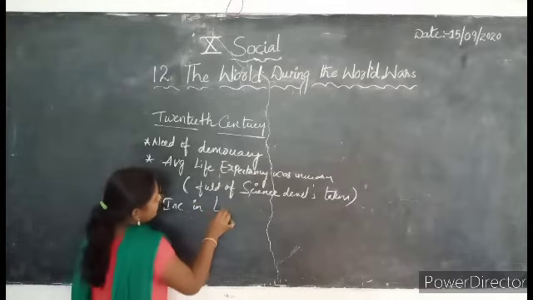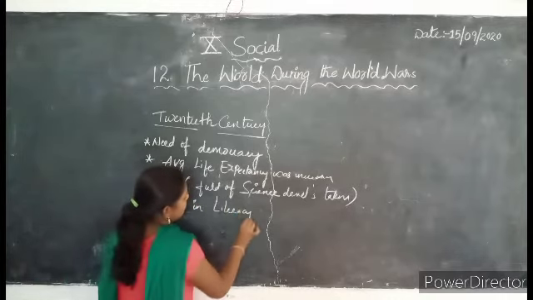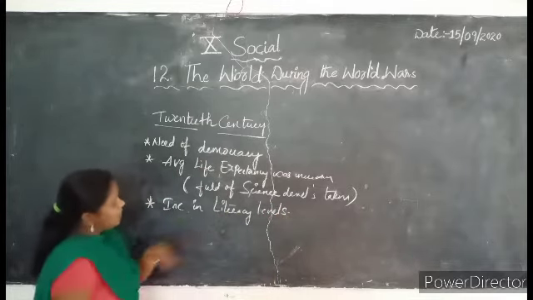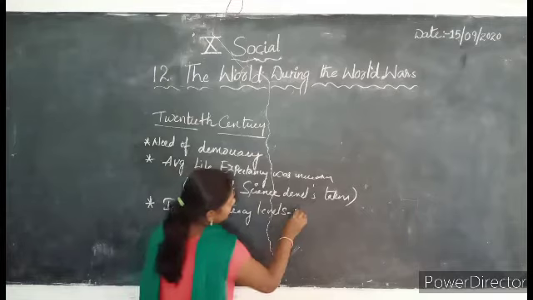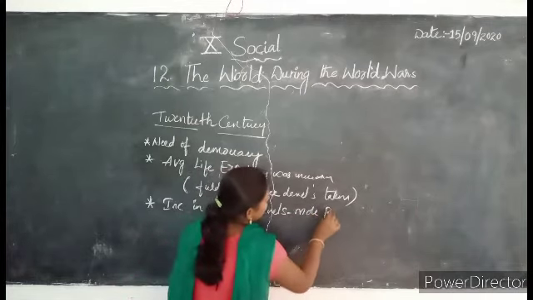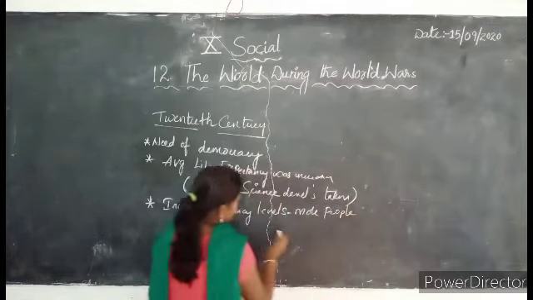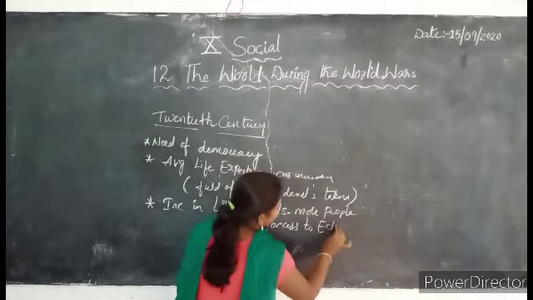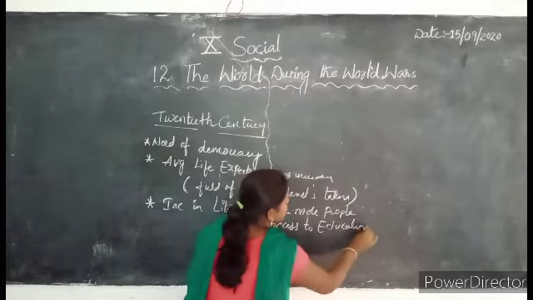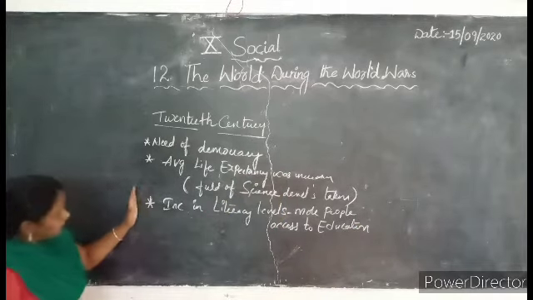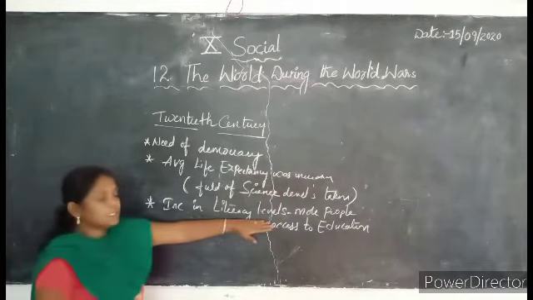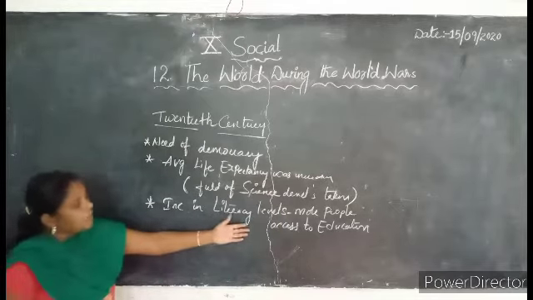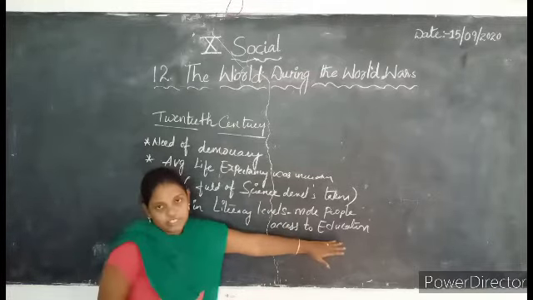Next thing, increase in literacy levels. Nothing but more people were ready to access education. What is the meaning of increase in the literacy level? Every person is ready to access education.